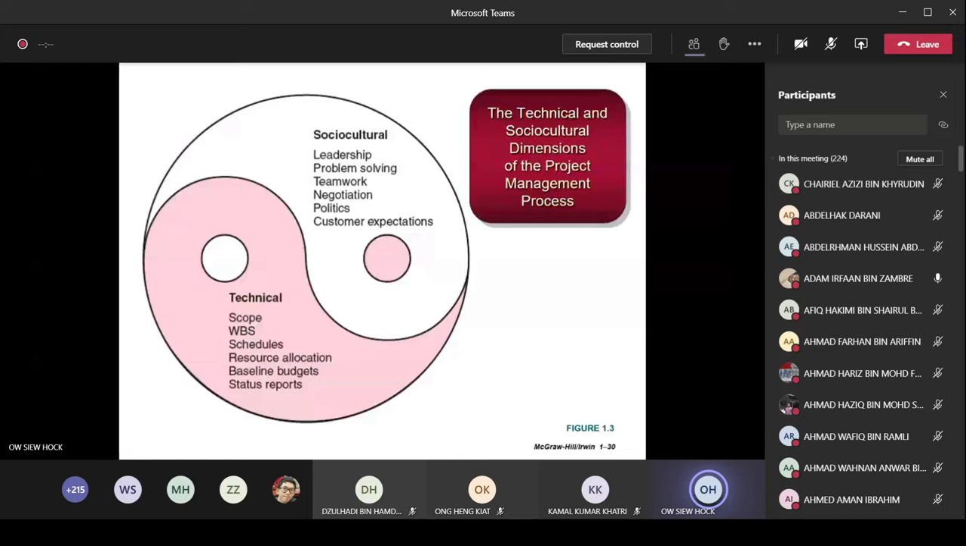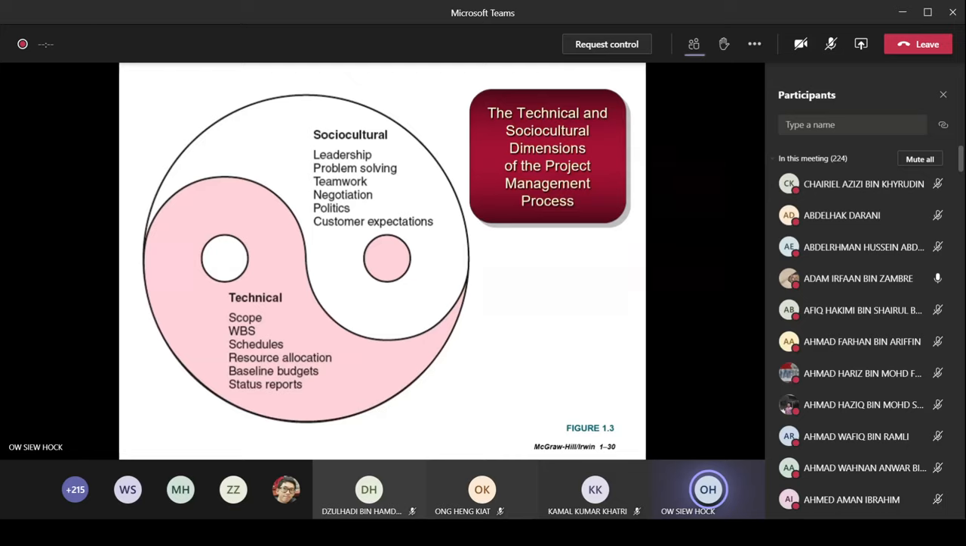So there are a lot of things. Handling a project is not just the technical part itself. It also involves the soft skill side. That's why there are two perspectives, the technical and the social cultural aspect. So you're going to cover both of these.